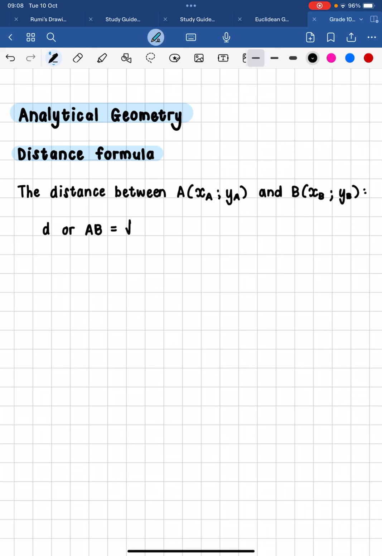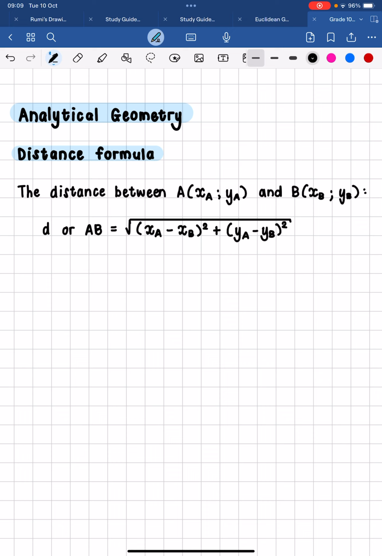And the formula for this, guys, is going to be the square root of, in brackets, you're going to take the x value of the one point. So let's say we're starting with A, minus the x value of the other point. So you're finding the difference between the two x values. And you're squaring it. And then you're going to add to that the difference between the two y values. And that is the formula.